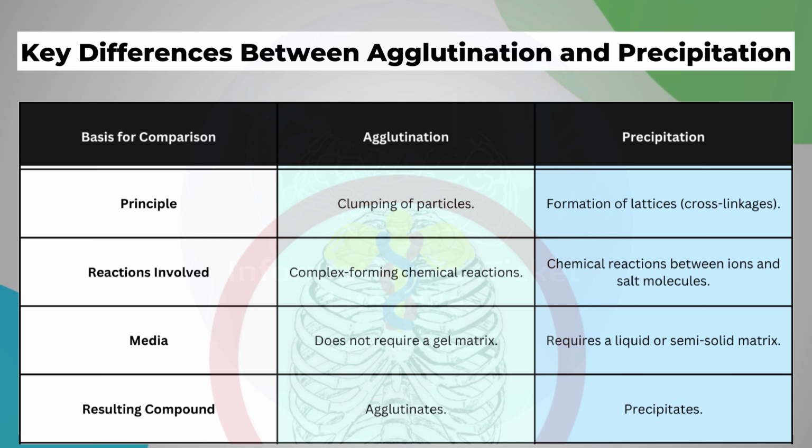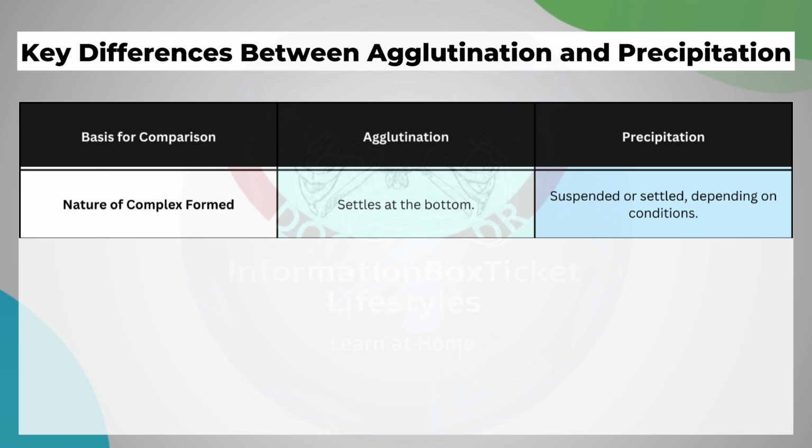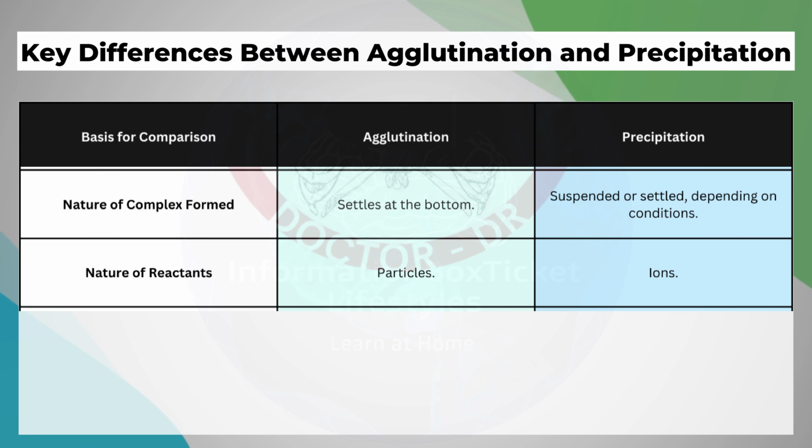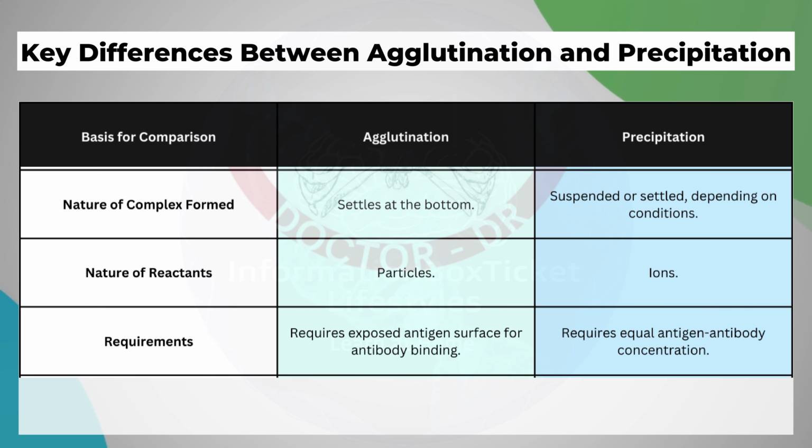Resulting compound. Agglutination results in agglutinates, while precipitation forms precipitates. Nature of complex formed. Agglutinates typically settle at the bottom, while precipitants may remain suspended or settle slowly. Nature of reactants. Agglutination starts with particles, while precipitation begins with ions. Requirements. Agglutination is a surface reaction, requiring exposed antigen surfaces. Precipitation requires equal concentrations of antigen and antibody.